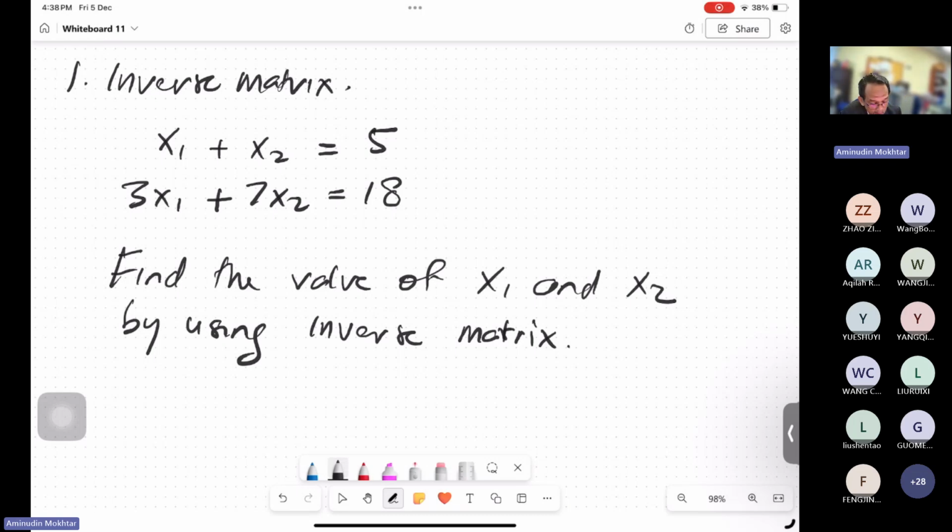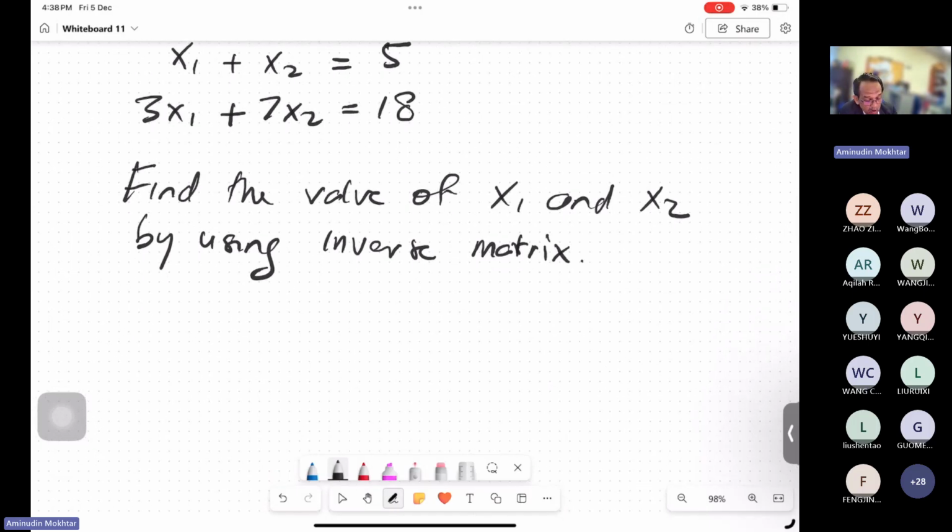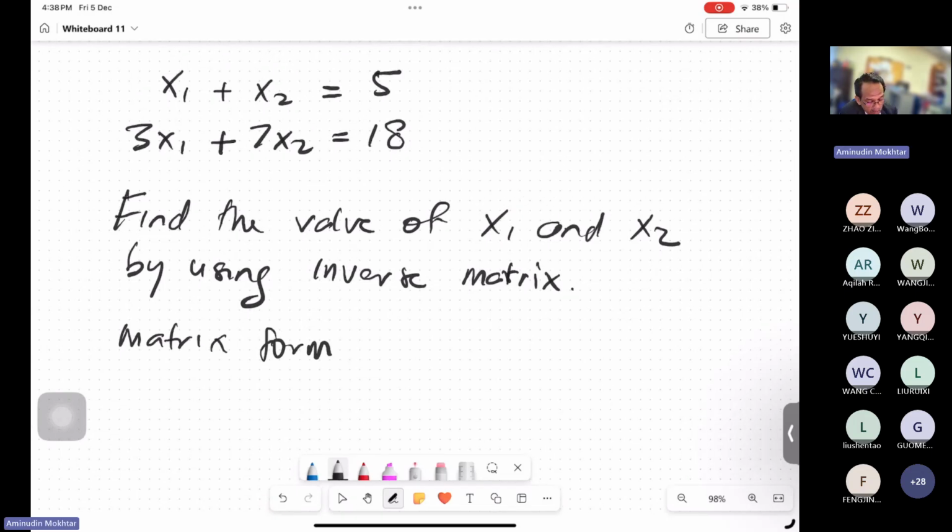So the first step here, in order to find the solution of the system of equations, in order to find the value of x1 and x2, we need to transform this equation into matrix form. Kita perlu tukarkan sistem ni dalam bentuk matrix. Matrix form refers to AX equal B. That is the matrix form.